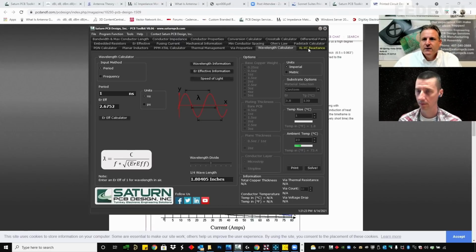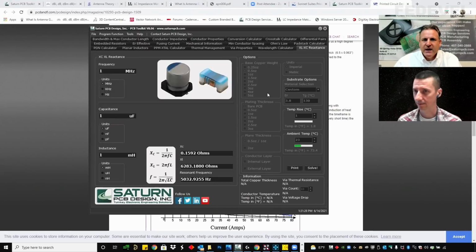What you got next for me? Well, you can click on this one. XL, XC, XL based on frequency. Pretty basic. And the values are down here at 1 megahertz. At 1 megahertz, the capacitor and inductor are going to have an XC of 0.15 and an XL of 6283 ohms.